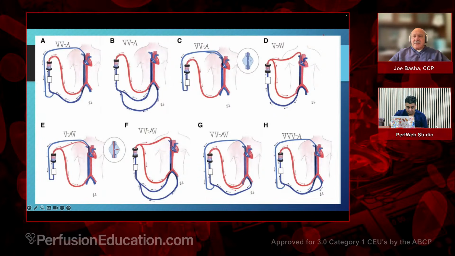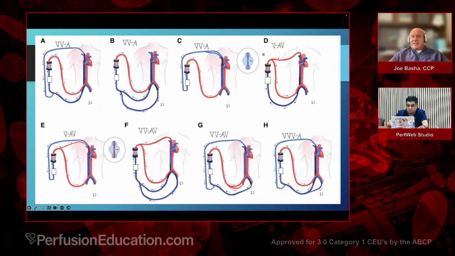So here we have some fun diagrams. This is an example of VVA. We just talked about that. Venous drainage, one arterial return, VV, oxygenator, A. Here's another example of VVA. Both femoral veins are being drained from the vena cava, going back into the femoral artery. Here you have two superior lines draining the venous blood going into the arterial. And in this particular one over here, you have one venous drainage and you have arterial return and venous return.